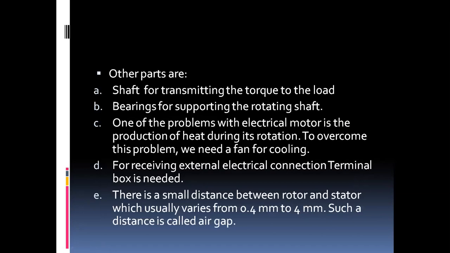Other parts are the shaft for transmitting the torque to the load, and bearings for supporting the rotor shaft. One of the problems with an electric motor is the production of heat during its rotation. To overcome this problem, we need a fan for cooling. For receiving external electrical connection, a terminal box is needed. There is a small distance between the rotor and the stator, which usually varies from 0.4 mm to 4 mm. Such a distance is called the air gap.